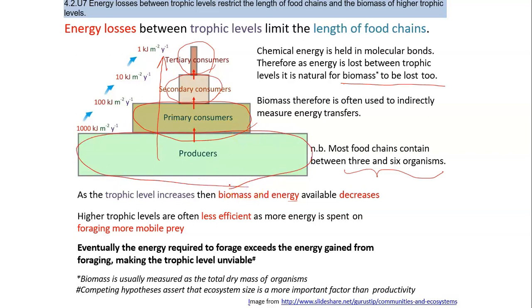And this is actually the reason, we will discuss this later, that using the producers as a source of food is much more energy efficient, because we don't lose the energy to take this food, but we use this energy level which has more biomass. Eventually, the energy required to forage exceeds the energy gained from foraging, making the trophic level unviable.